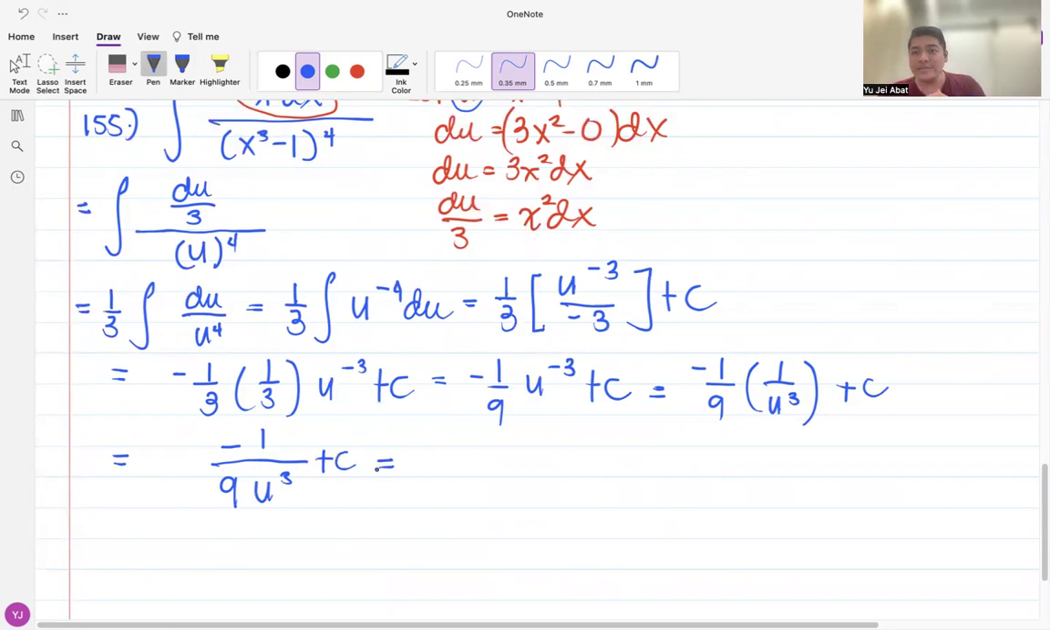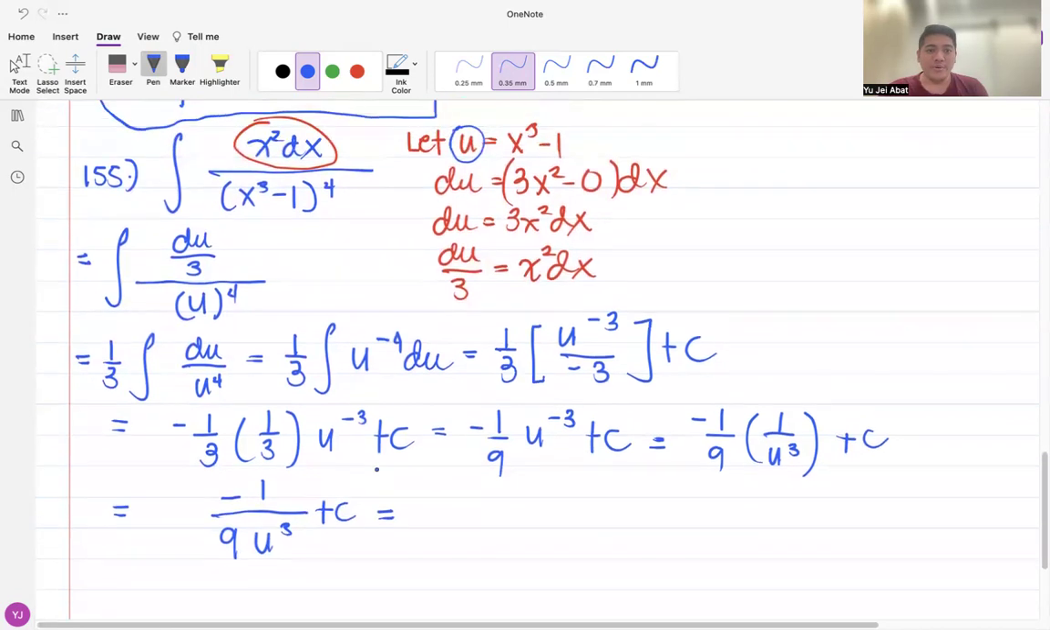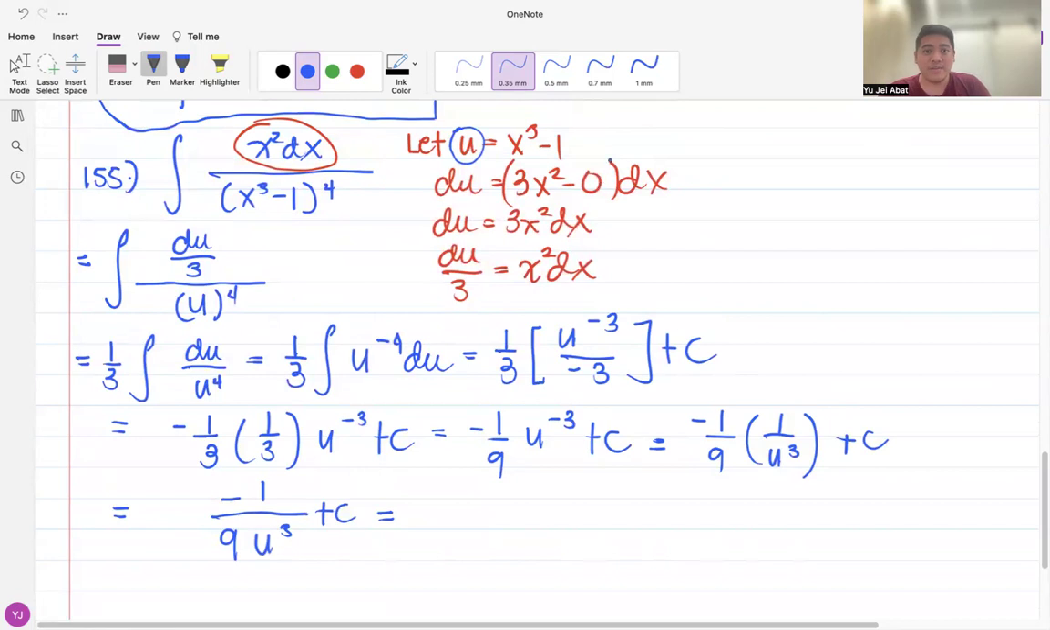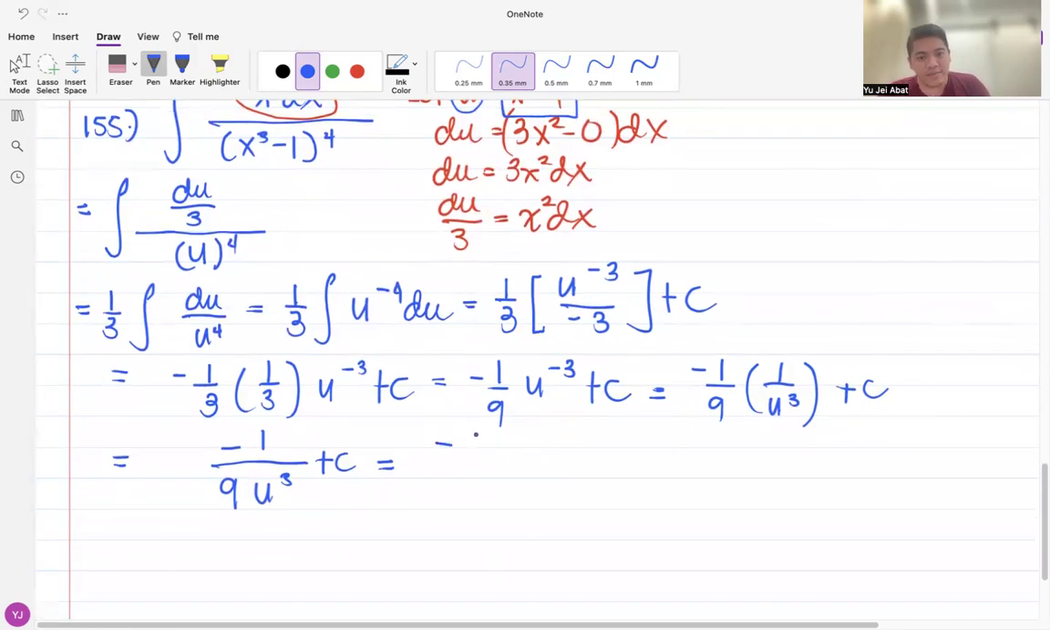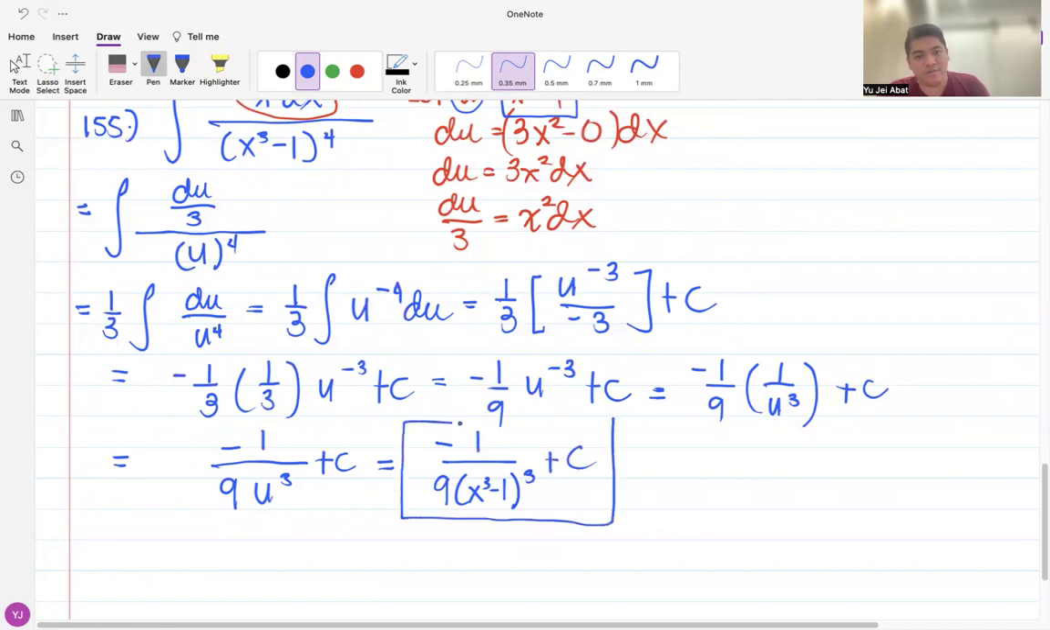Substituting back the original variable for u, that's x cubed minus 1 here. So we have negative 1 all over 9 times x cubed minus 1, cubed, plus c. So this will be our final answer for this given problem.